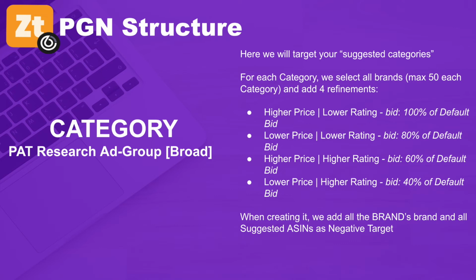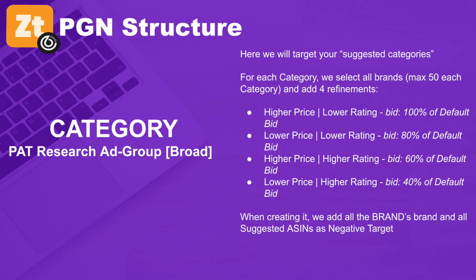Then we will bid on lower price, lower rating categories, with a less likely low conversion, so we'll use 80% of the default bid. The next segment is by higher price and higher rating, more expensive products with higher ratings. This is perceived as higher value products within the category, so you are most likely to convert less. And we will bid only 60% of your default bid.